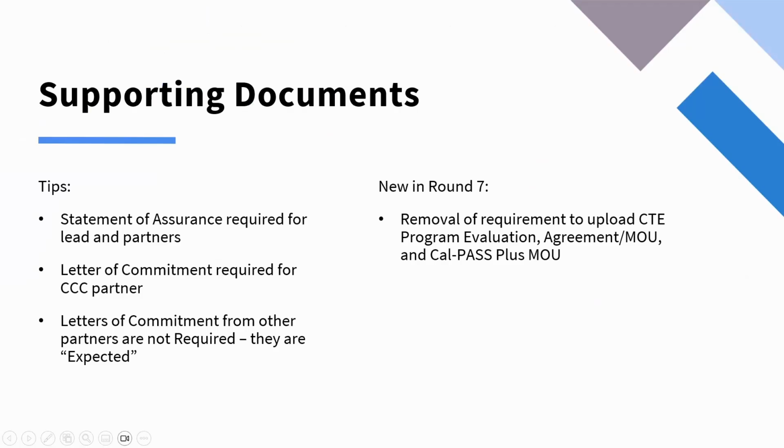And now let's talk about the last section, supporting documents. This is very different than round 7. They've removed a lot of the old required supporting documents, and now there's just 2. The statement of assurance, which is required for lead and partners, and then the letter of commitment, which is required for the CCC partner. Letters of commitment from other partners are expected, they're not required.